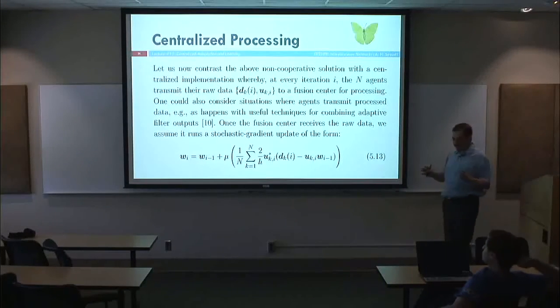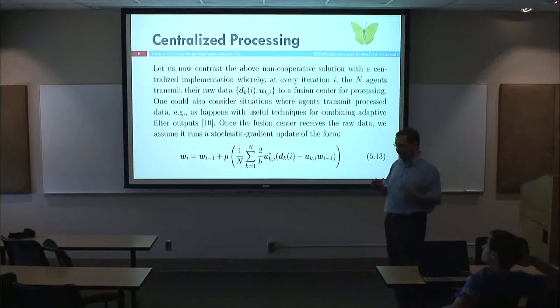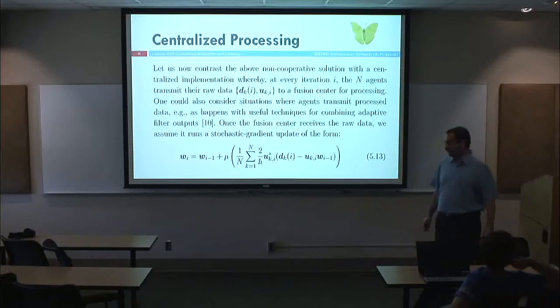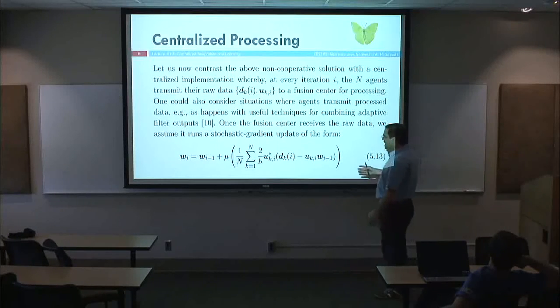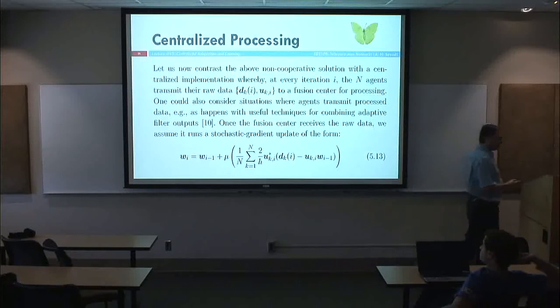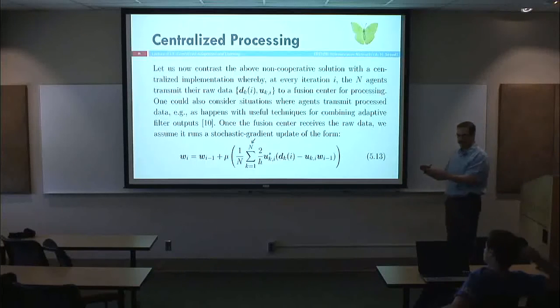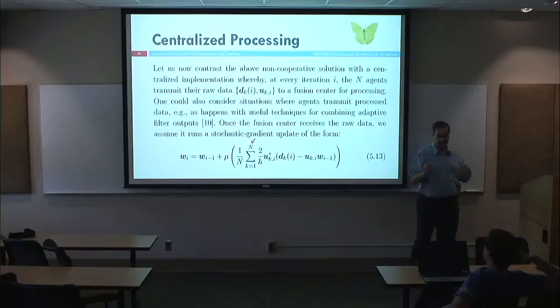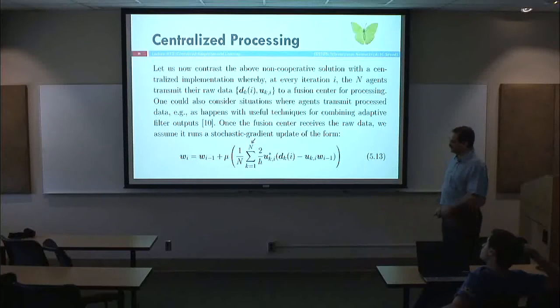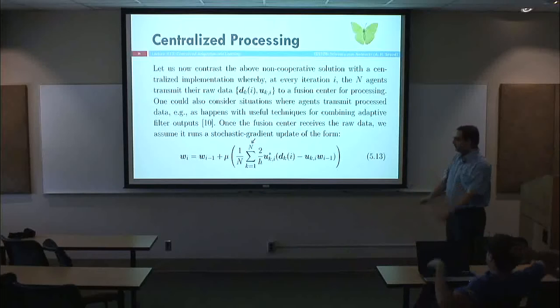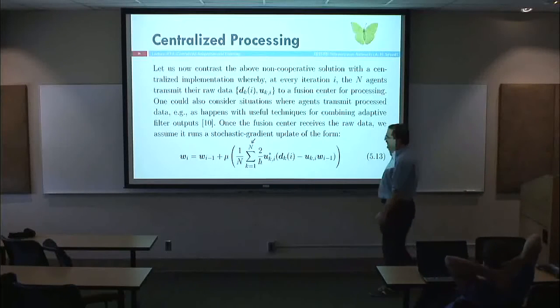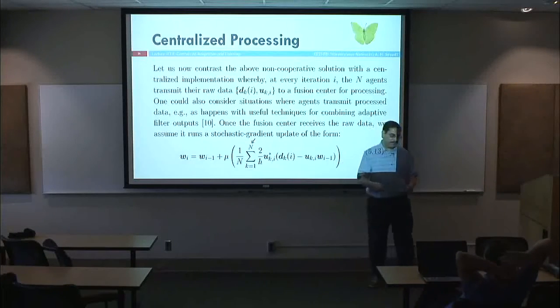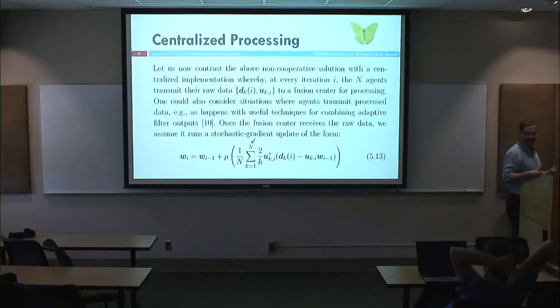Again, I'm still focusing on the case of mean square error estimation. So now I have n agents, but these n agents are not doing any processing locally. They take their data and send it to some remote fusion center. It doesn't need to be remote, but to a centralized location, and then that location runs a stochastic gradient algorithm.